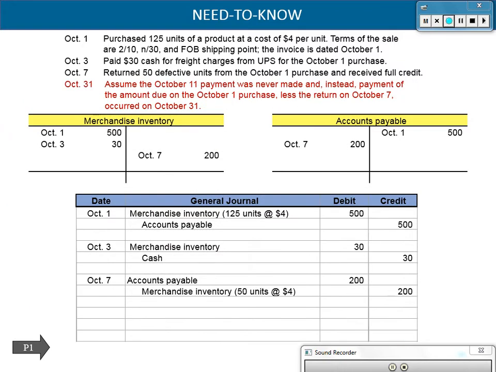Now, they've thrown something else in there. It says October 31st, assume the October 11th payment was never made, and instead a payment of the amount due on the October 1st purchase less the return on October 7th occurred on October 31st. So if they didn't pay it until October 31st, that means that they did not get what? The discount. So it's 300. So it's just going to be 300, debit to what? Accounts payable for 300. And credit to cash.